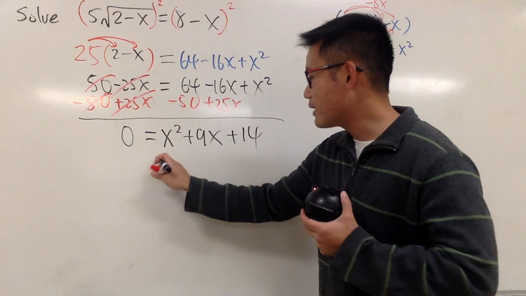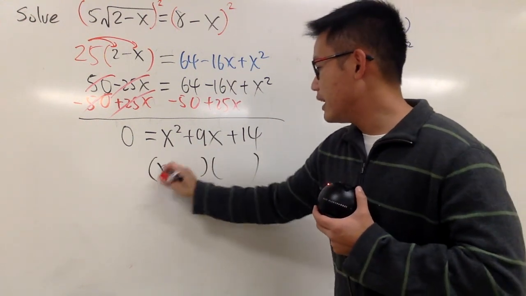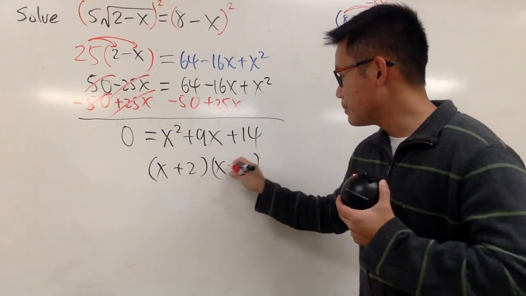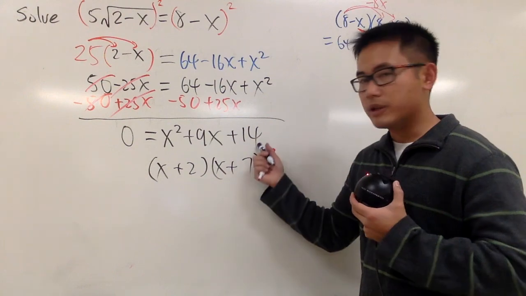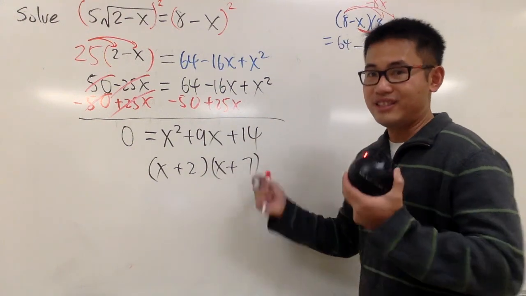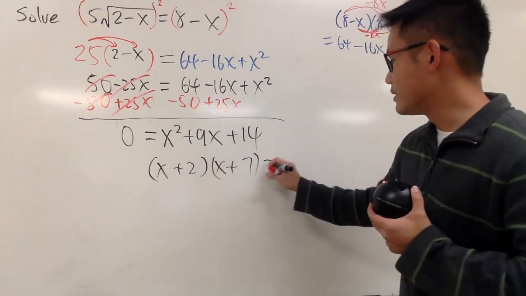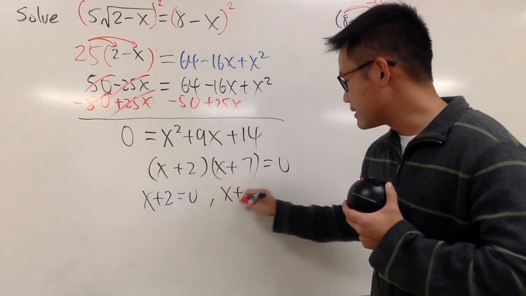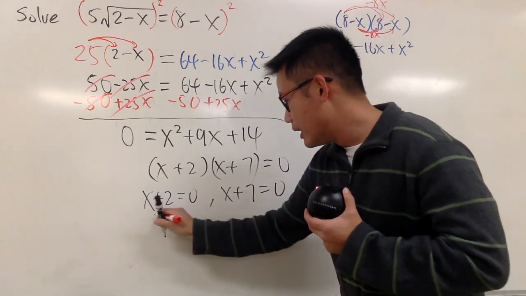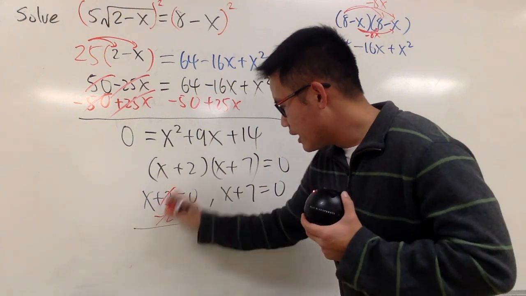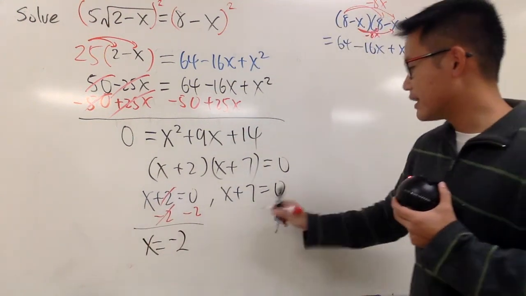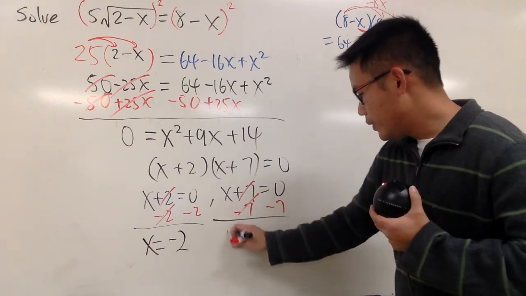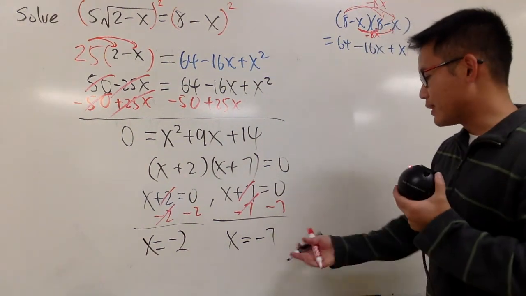And now we can do this by factoring. Let me just factor this. X times x gives us x squared. And to get 14, we will just use plus 2 plus 7, because 2 times 7 is 14, and 2 plus 7 gives us a 9. So this is great. And now I will just have the 0 on the right-hand side, okay? And then x plus 2 equal to 0. The other one, x plus 7 equal to 0. Right here, minus 2 on both sides real quick. X equals negative 2. On the other hand, minus 7 on both sides. We have the other possible answer, negative 7.